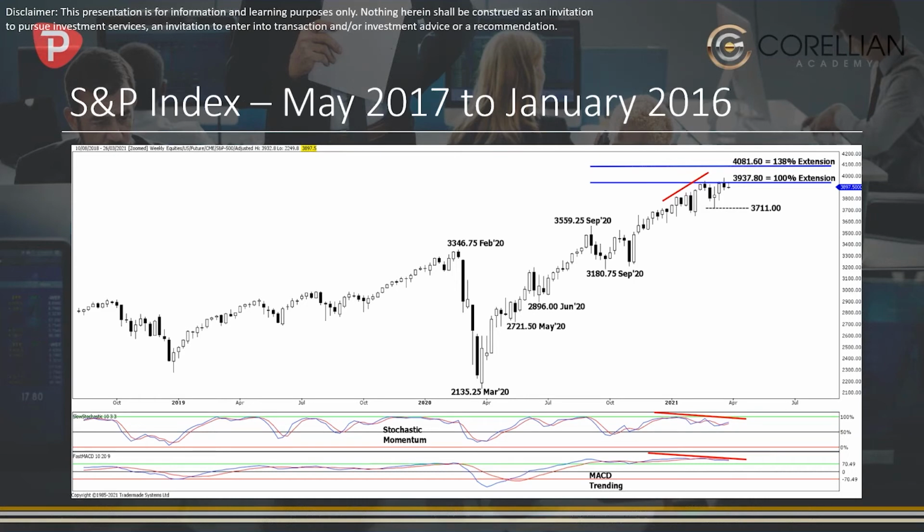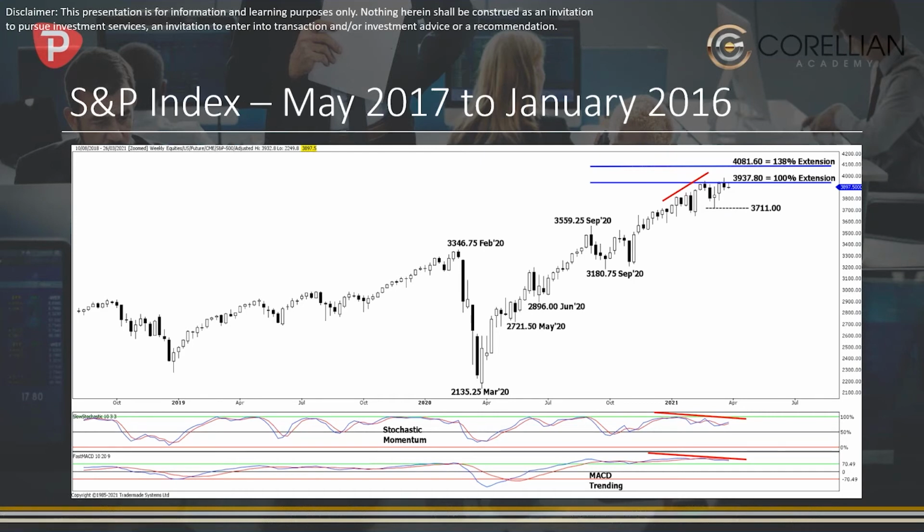So again, having attempted to push to new highs, we've failed at a resistance level, and we're still seeing momentum and trending failing to confirm those new highs. Now, we need to see confirmation. This last correction low at 37.11 is the important support level that we need to focus on, because we would need to see a break of that level to confirm this divergence and the risk of a more extended sell-off occurring.